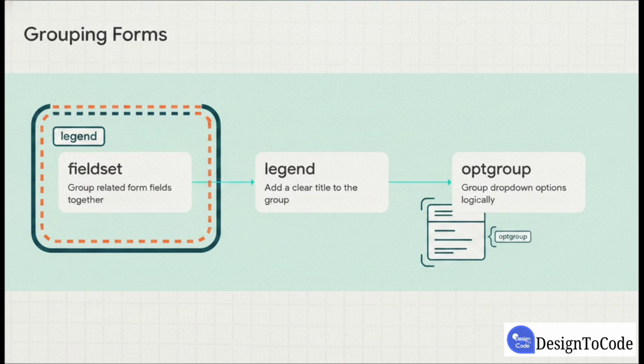And if you have a massive drop-down menu with tons of options, use the optgroup tag with a label attribute to categorize those options. It instantly improves the user experience and makes your page look incredibly organized.